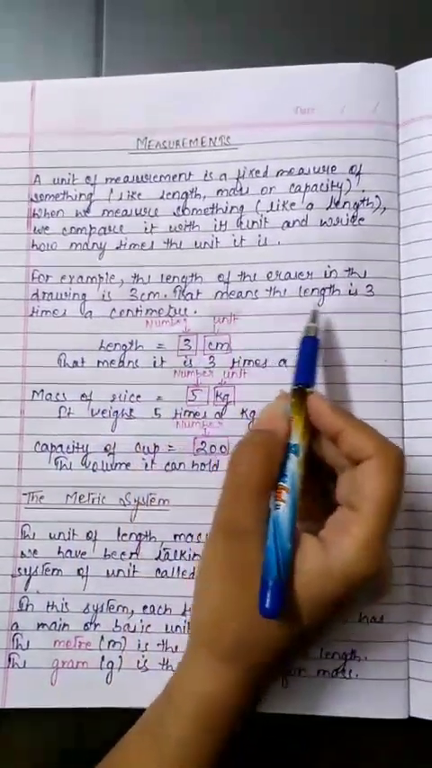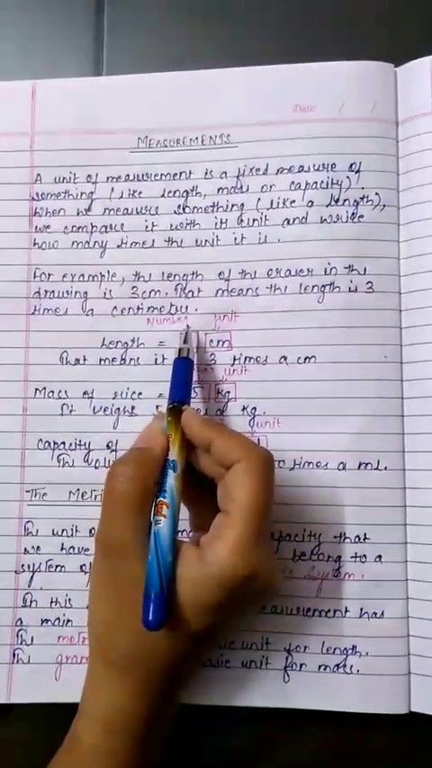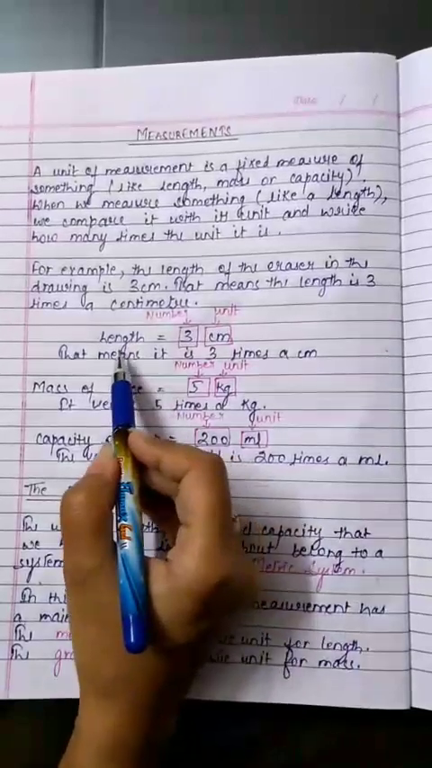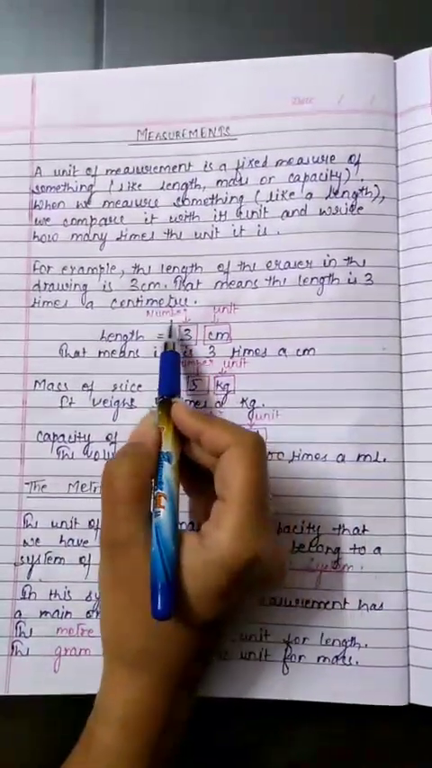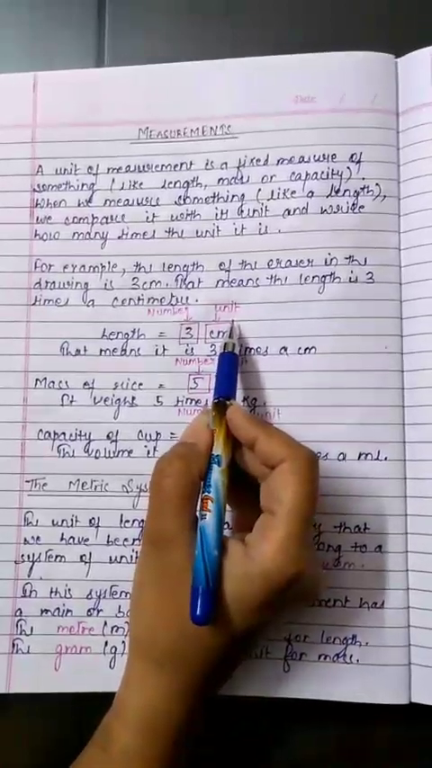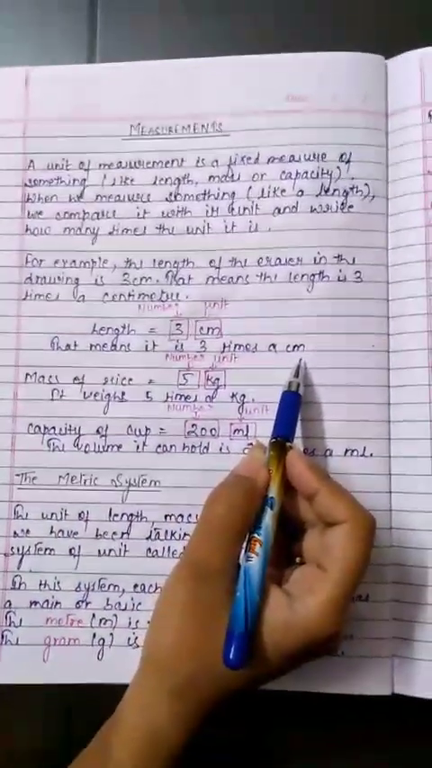That means the length is 3 times a centimeter. For example, length equals 3 centimeter. Here 3 is the number and centimeter is the unit. That means it is 3 times a centimeter.